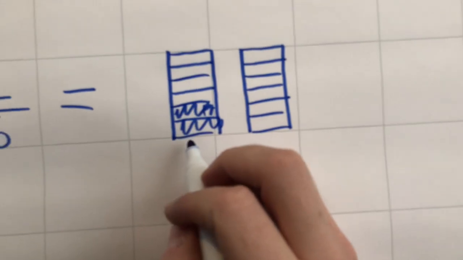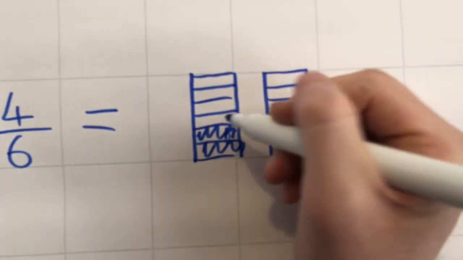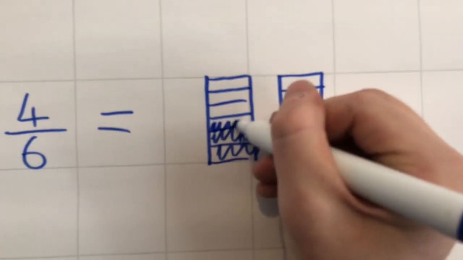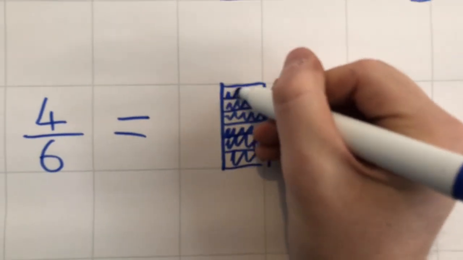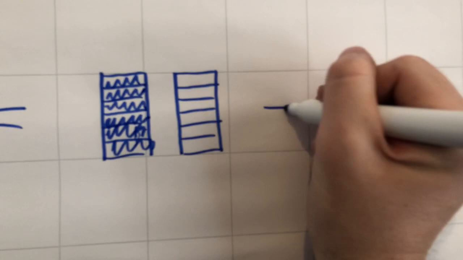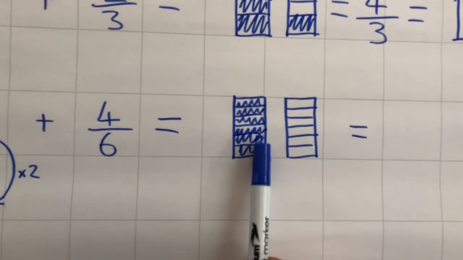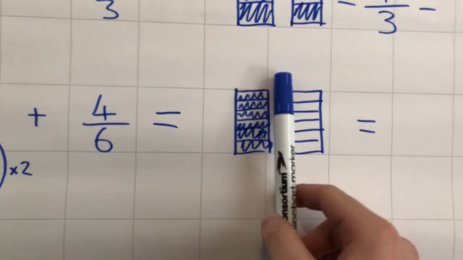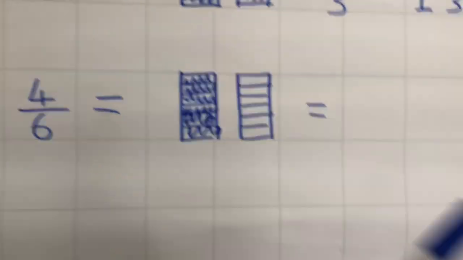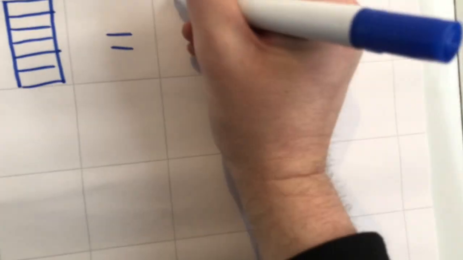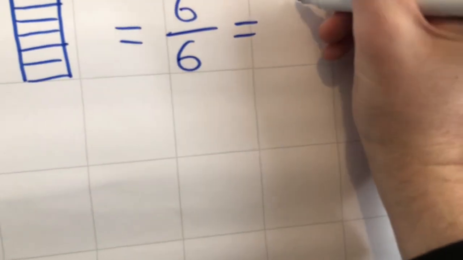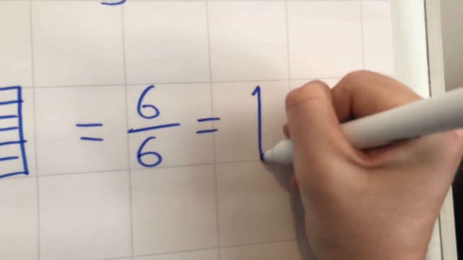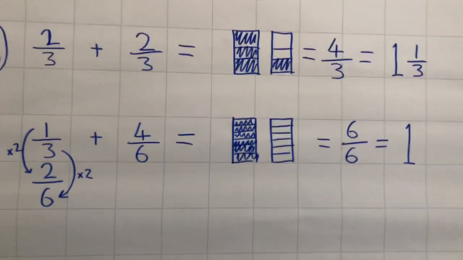Okay, here's my diagram. So I've got 2/6 now. Add 4/6 to it: 1, 2, 3, 4. Actually, what I can see is that 2/6 add 4/6 fills up one whole. Therefore, the answer is 6/6 or one whole. There we go.